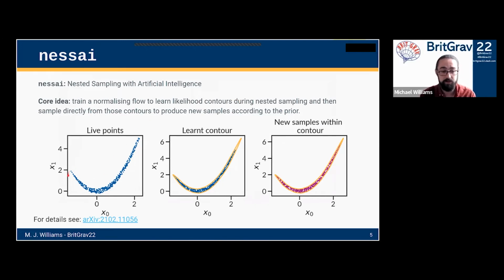If you think back to the previous animation, we had some red crosses. The blue dots here are the equivalent of the red crosses, but for a slightly different likelihood. What we want to do is learn a contour that contains these points and allows us to sample from within it. So in this case, we learn this yellow contour using the normalizing flow, and then we can sample new points directly from it. This allows us to directly draw new samples within the constrained region, and these samples need to be distributed according to the prior.